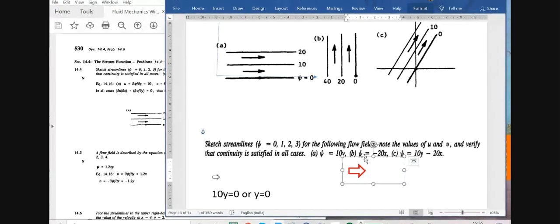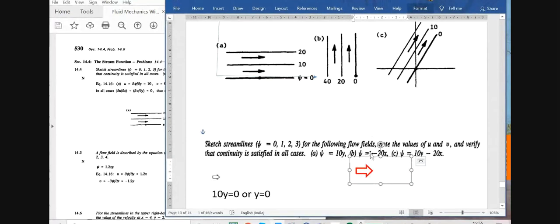Because v is minus dou psi by dou x. So psi is equal to minus 20x. Therefore, v is equal to minus of minus, which becomes plus 20. So u is equal to 0 and v is equal to 20. So again, continuity equation: dou u by dou x is 0 and dou v by dou y also is 0. So therefore, the second case also represents a flow field.